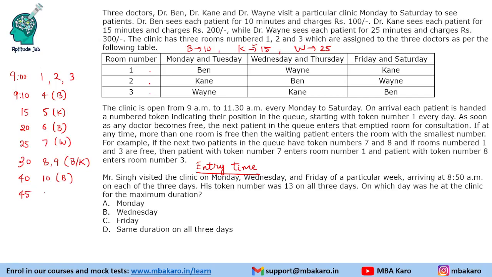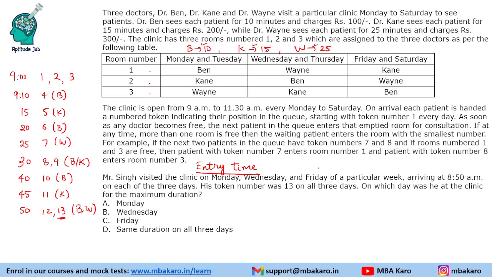At 45, we have Kane finishing. So token number 11 enters. Now at 50, we will have both Ben and Wayne free, because 50 is a multiple of 10 and is a multiple of 25 also. Now we will have to find out who token number 13 will visit.